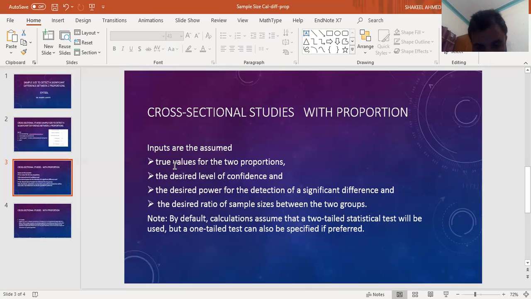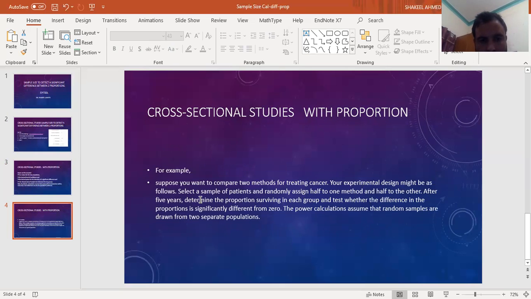A one tail test is conducted to see whether the proportion in population one is higher than the proportion in the other group, or, for example, we want to check whether the proportion of smokers in male is higher than in female. So for such a study we conduct a one tail test. These types of statistical tests are known as non-inferiority trials in clinical trial language, or superiority trials.